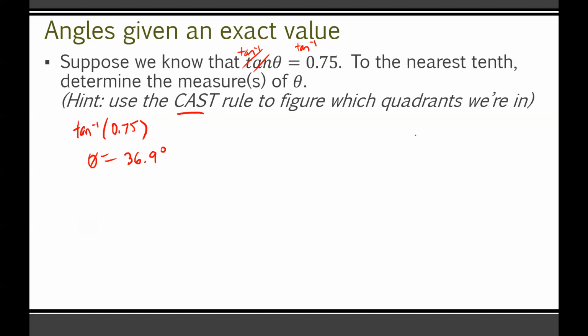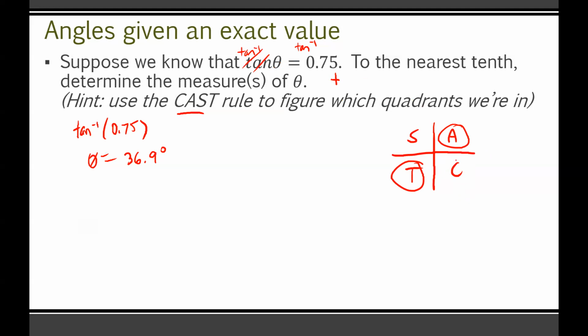That's all well and good, but we want to use the CAST rule, of course, just to make sure we're in the proper quadrants here. Just to remind you what the CAST rule is, if we drew our four quadrants, the CAST rule starts down here and goes this way: C-A-S-T. And this tells us where different trig ratios are positive or negative. So notice tan theta was positive. Since tan is positive here, we're either in this quadrant or in this quadrant. Remember, A stands for all. It just means all of them are positive up there.